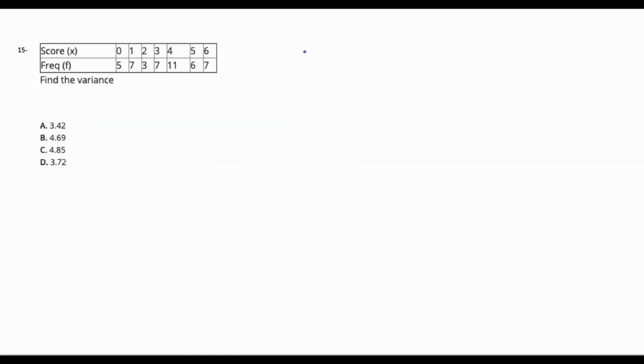So question 15 wants us to calculate the variance for the same data sets that we just worked on. So the formula for variance is the summation of the frequency multiplied by each occurrence minus the mean squared, divided by the summation of the frequency.